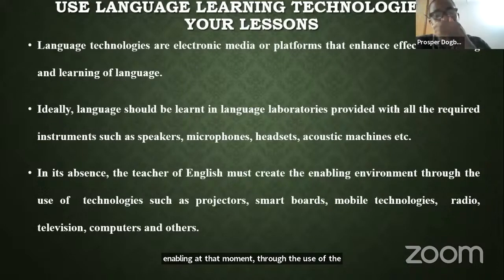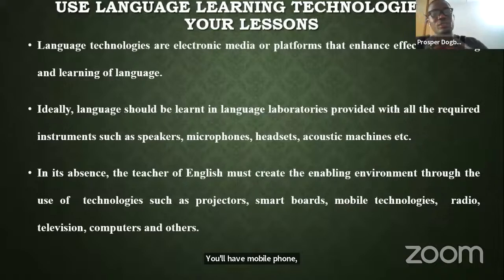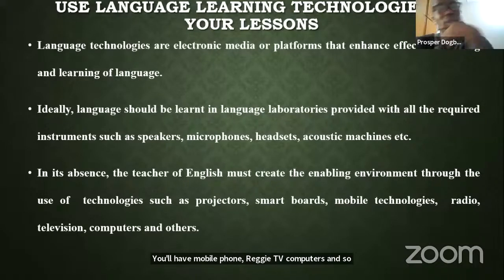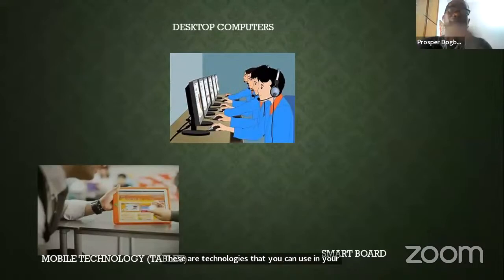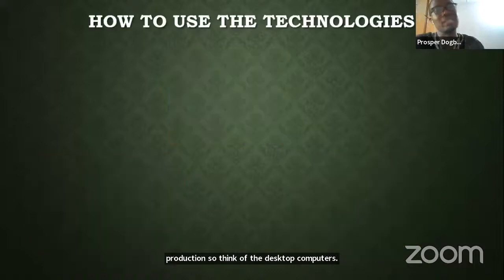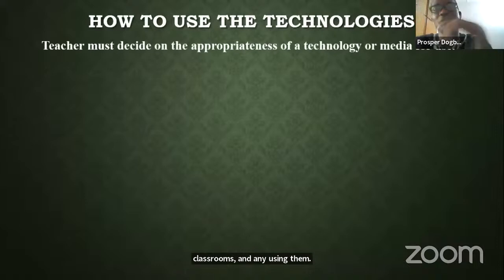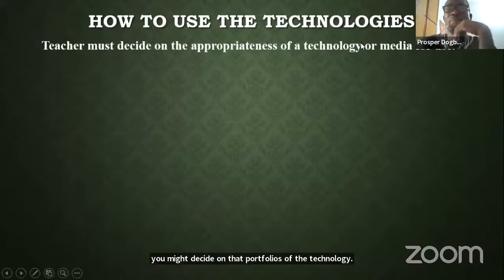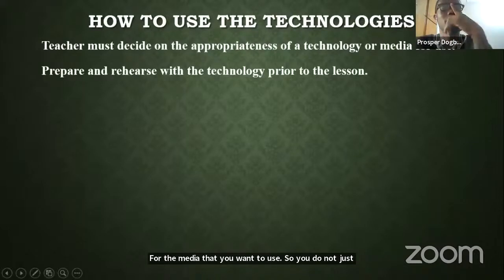Many schools now have projectors. Others have smart boards. You have mobile phone, radio, TV, computers, and so many others. These are technologies you can use in your classroom. So think of the desktop computers, these tablets, and the smart boards. All these can be used in our various classrooms. And in using them, first you must decide on the appropriateness of the technology or the media that you want to use. So you do not just jump into taking any material at all into your classroom.